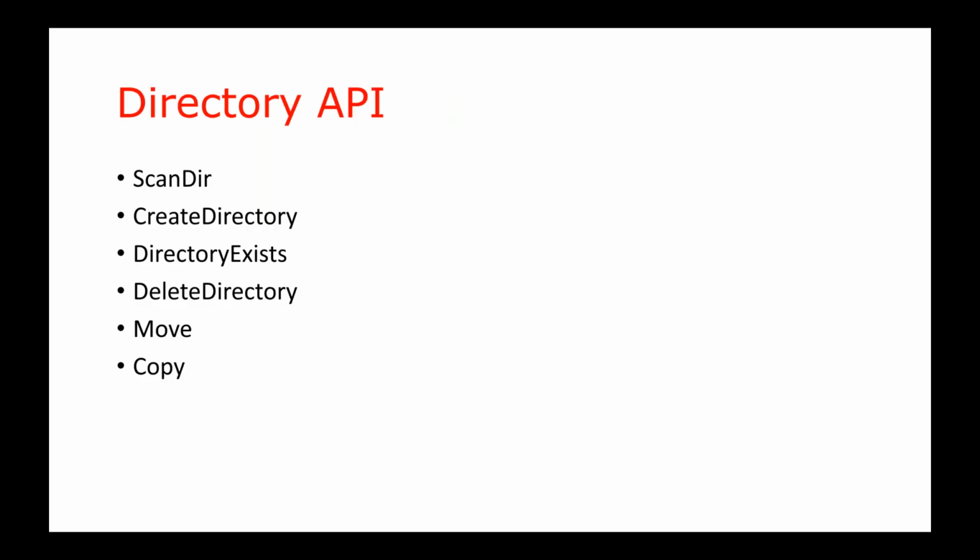The API is again more or less a copy of the .NET API and consists of a directory part and a file part. The directory part can do what you want to do with directories. So you can scan directories to see what files are in them. You can create new directories, test if they exist, delete, and then you can do move and copy also.